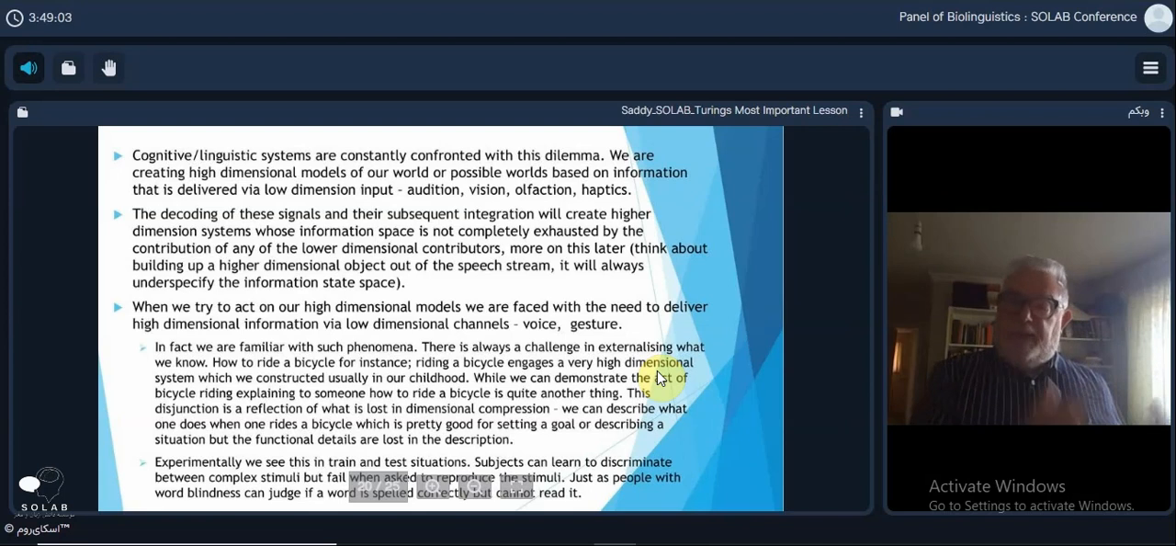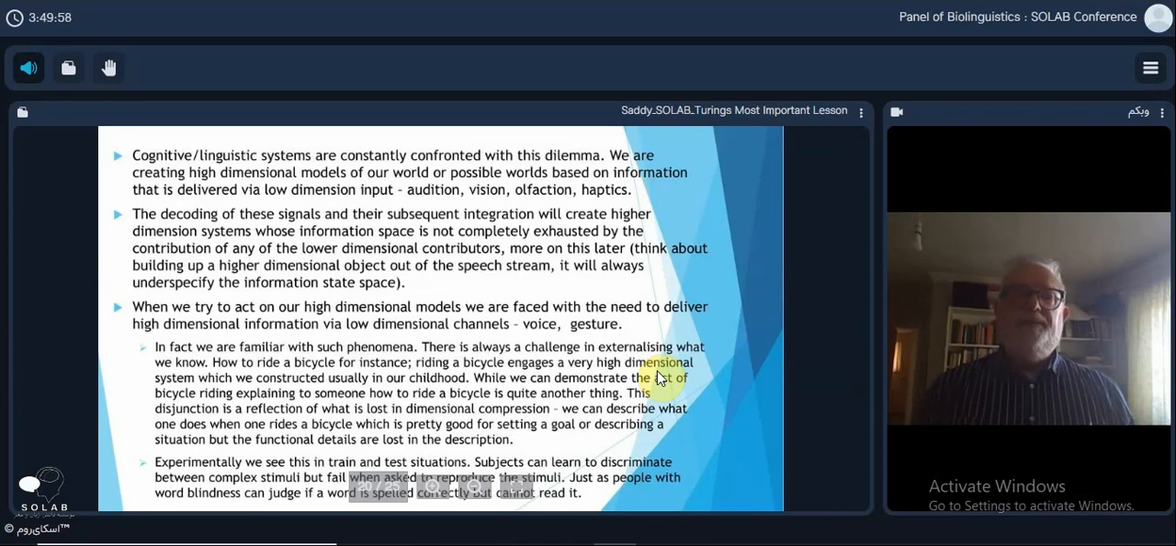And in fact, you can imagine that as we build up our complex knowledge of the world, we start creating links between concepts and ideas, which makes that even higher dimension, even though we haven't actually had the speech stream deliver the details of the higher dimension. When we try to act on our higher dimensional models, we're faced with the need to deliver high dimensional information through low dimensional channels. So we've got a complex model of the world. We want to tell you about it. We've got just our ability to deliver a voice or a gesture, and we've got a whole bunch of information that we want to squeeze into these types of operations.